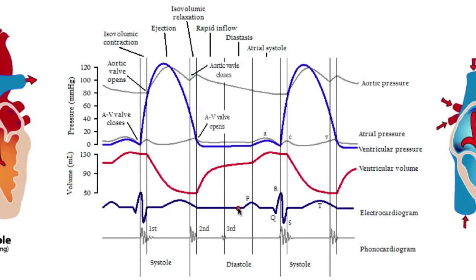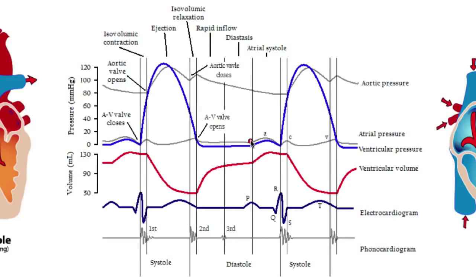First thing we're going to see is we have the P wave. And if you remember from a previous episode, the P wave represents atrial depolarization. So we're talking about the depolarization of the atria. Once this happens, that is going to cause the atria to contract. So let's jump up here and look at the atrial pressure.